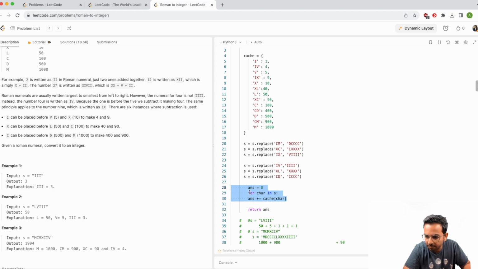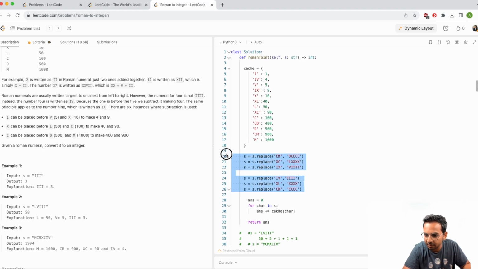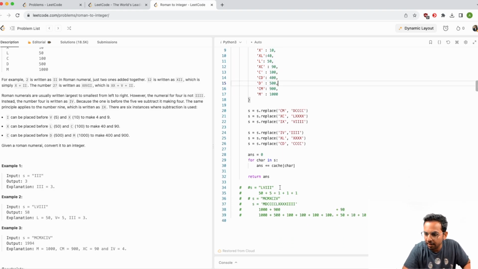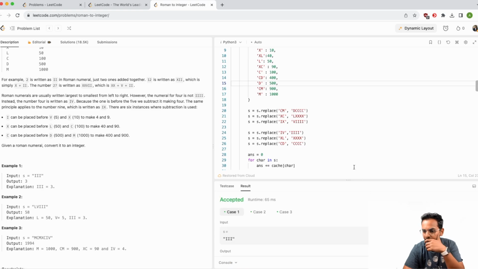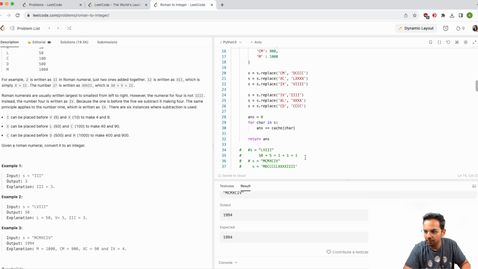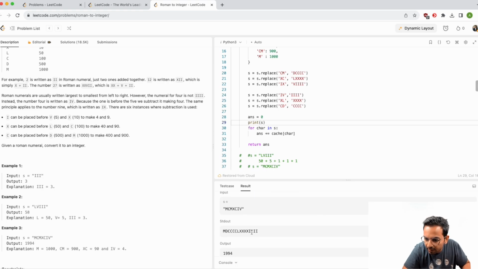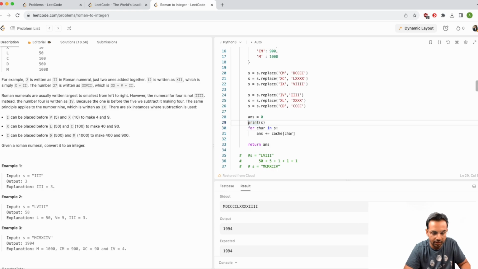I think I messed up the indentations. I'll try to do the best I can. Okay, and let's see. Okay, fair. Just so that we know, print s, look at this, and we'll just go ahead and submit this.